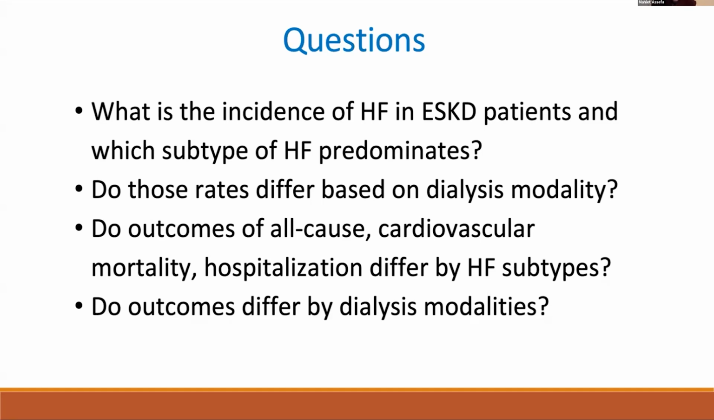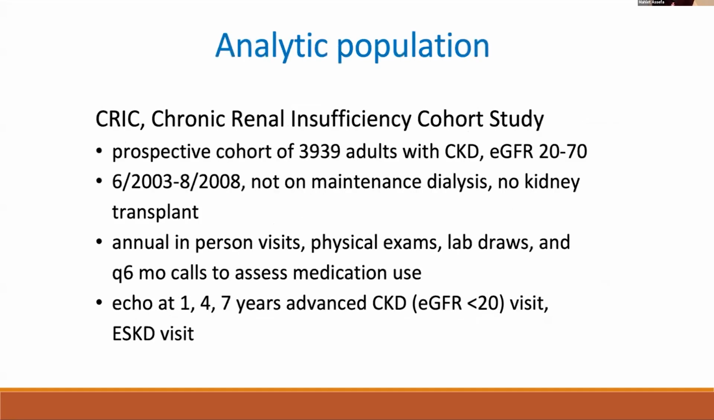And so we will be taking a look at the CRIC cohort. I know that a lot of you have heard about it before, and you know this cohort well, but it's a prospective cohort of about 4,000 adults with eGFRs 20 to 70, recruited in the early 2000s, and not including kidney transplant patients at the outset, and had echoes at different intervals.